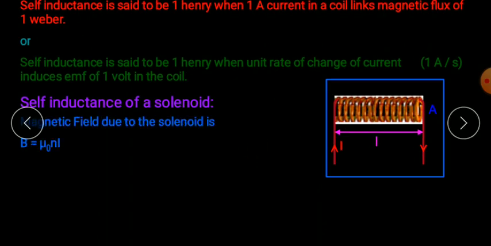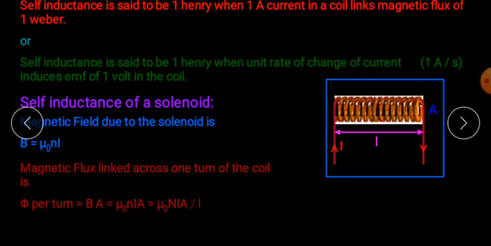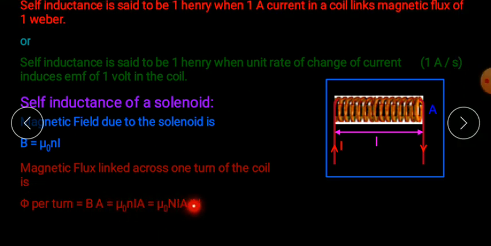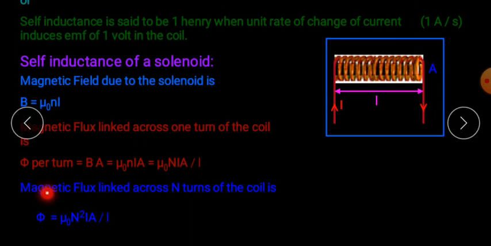We know that the magnetic field due to a solenoid is B = mu naught N I / l. Now the magnetic flux linked across 1 turn of the coil is phi = B A, so phi = mu naught N I A / l. Magnetic flux linked across N turns of the coil is mu naught N squared I A / l. I hope this point is clear to you.